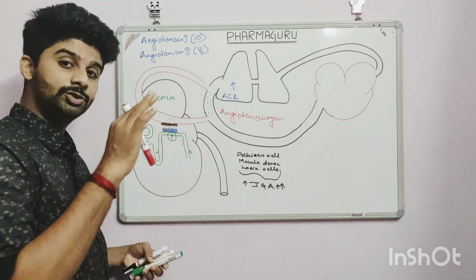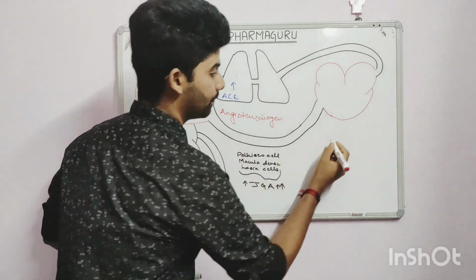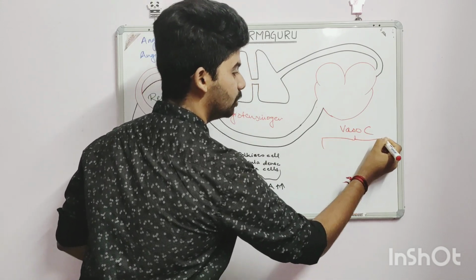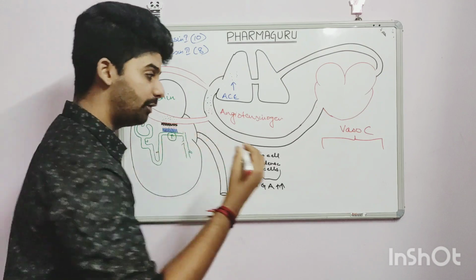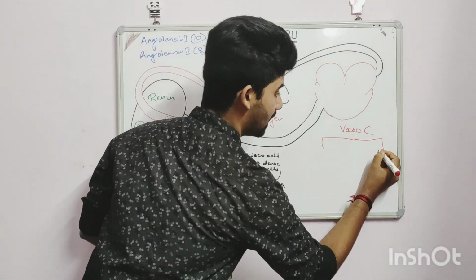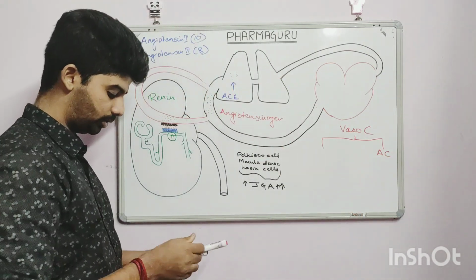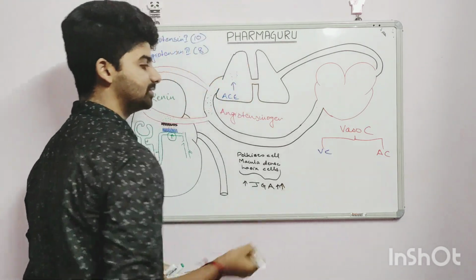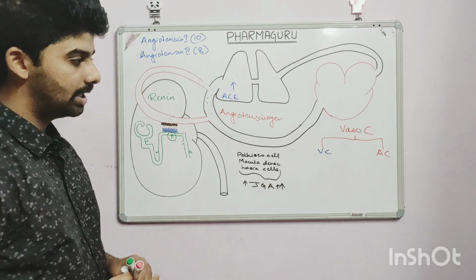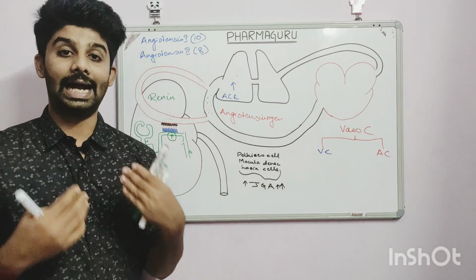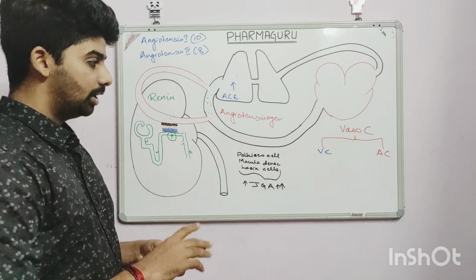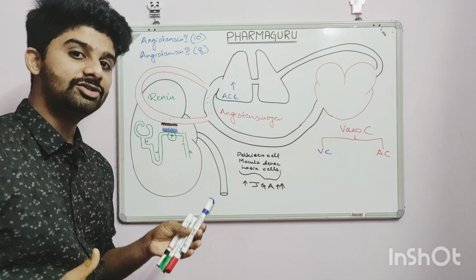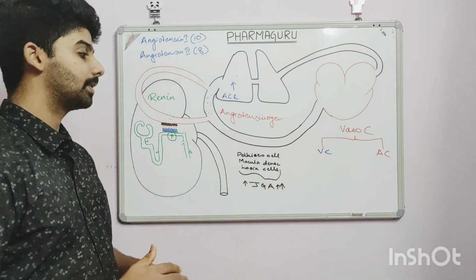Now this vasoconstriction occurs throughout our body. So what will happen? We will have venoconstriction as well as arterioconstriction. Now what will this venoconstriction and arterioconstriction lead to? First, what does the vein carry? The vein carries deoxygenated blood that is to be provided to the heart, right?